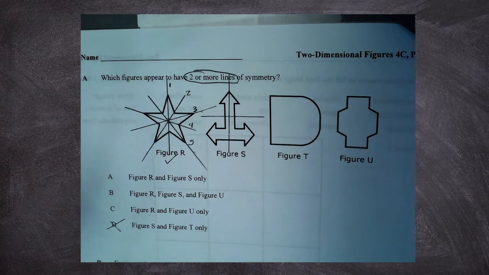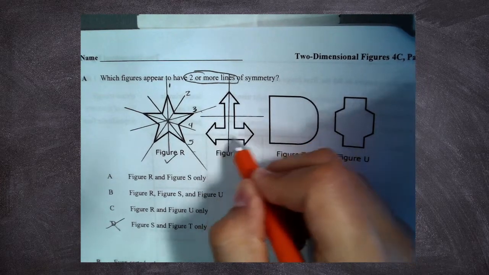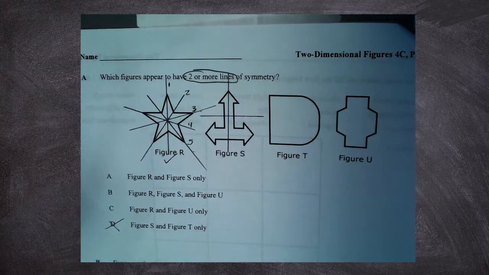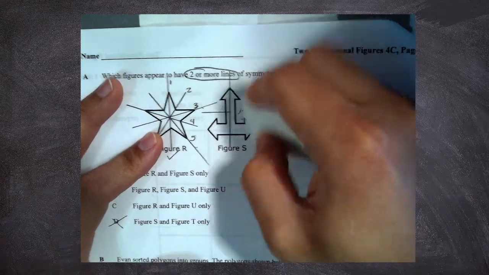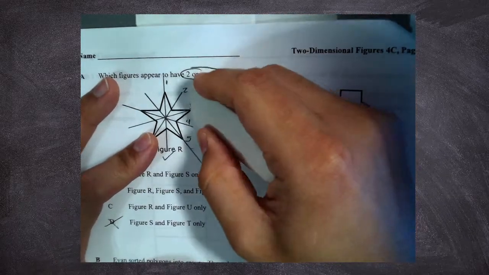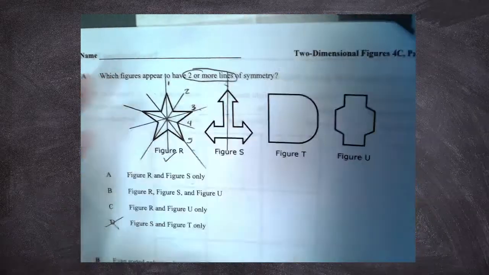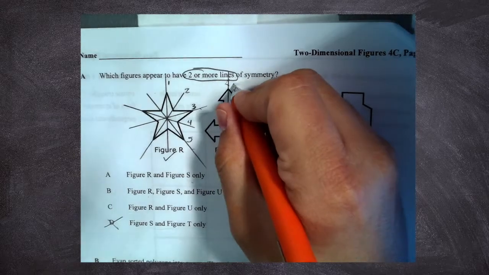Because all of them are different shapes. Because the top only has 1 arrow and the bottom has 2. It's a very different shape. So figure S only has 1 line of symmetry. Just 1.